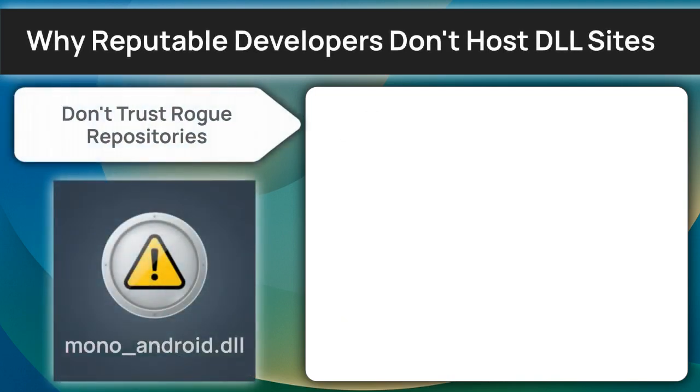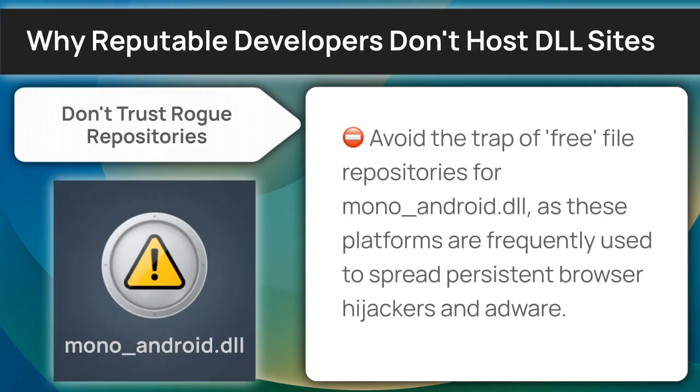For a clean and stable recovery, it's important to stay within verified developer ecosystems. A quick safety warning: never download files like Mono for Android Library DLL from unofficial websites. These files are often outdated or bundled with malware that can compromise your personal data and system security.